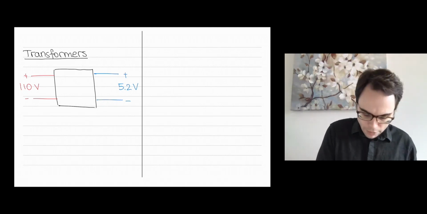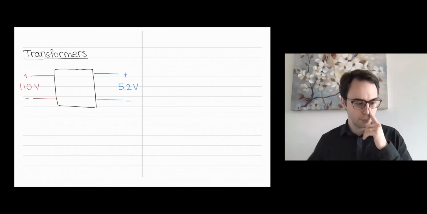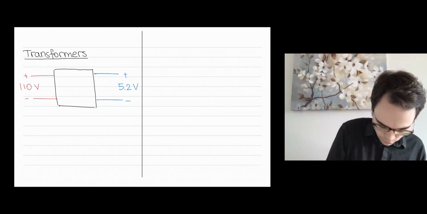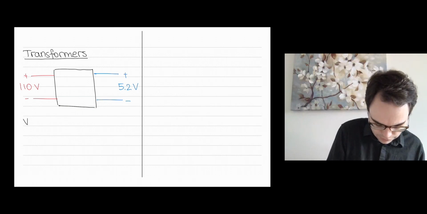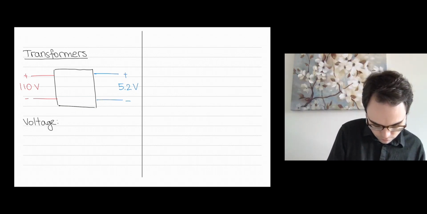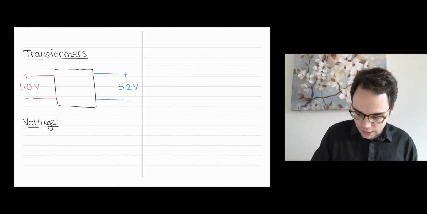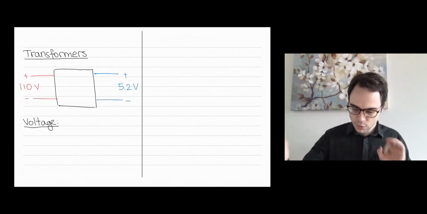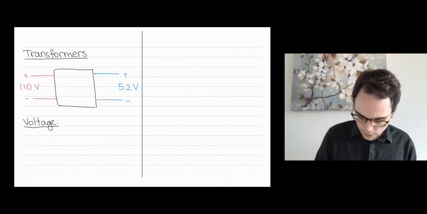So we're talking about voltage. I should of course tell you what voltage is. Before I discuss transformers in any detail, let's just see what voltage is. So voltage, the voltage between two ends of a wire, is this.